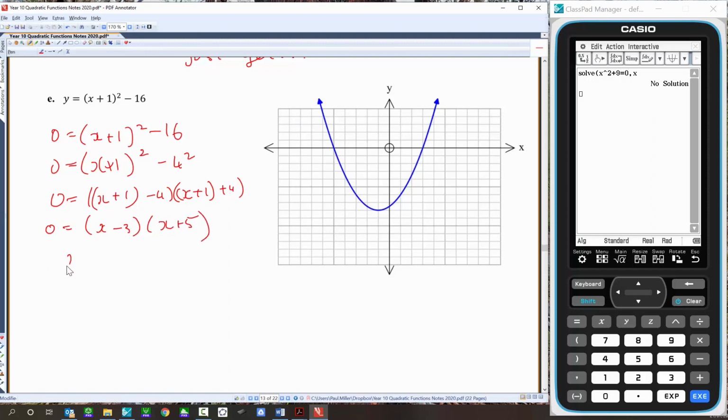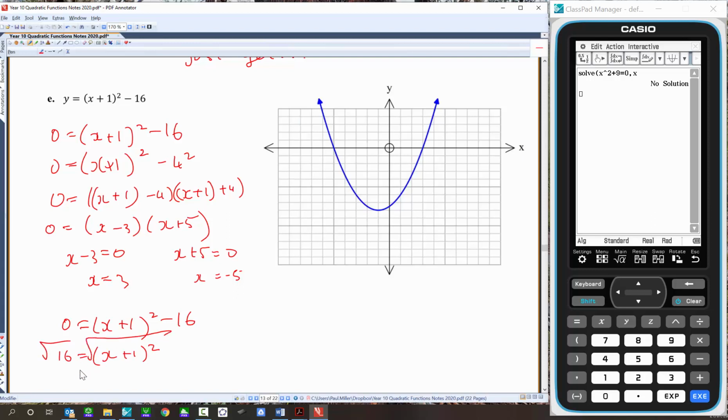Let's apply the null factor law. X take 3 equals 0, x is equal to 3. X plus 5 equals 0, x is equal to negative 5. All right, what other way could I do that one, I hear you ask? 0 equals x plus 1 squared take 16. Add 16 to both sides. Root both sides. So we're going to root that and root that. And that gives us x plus 1 equals plus or minus 4.